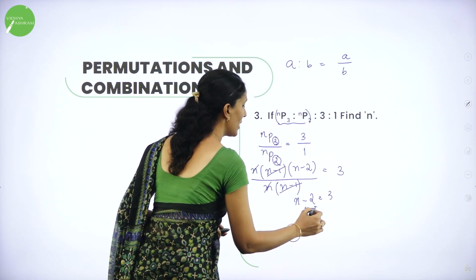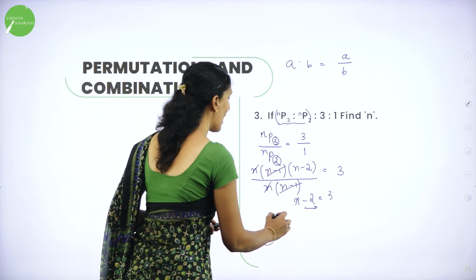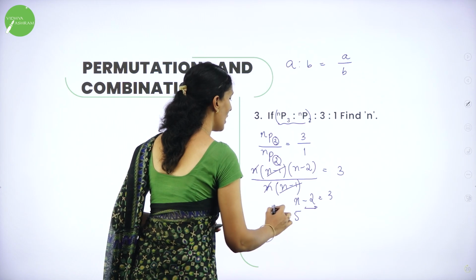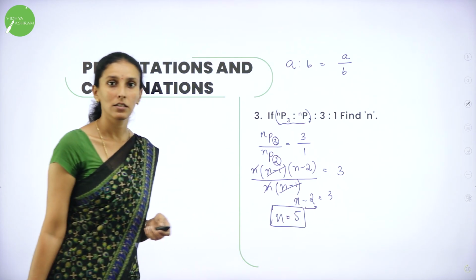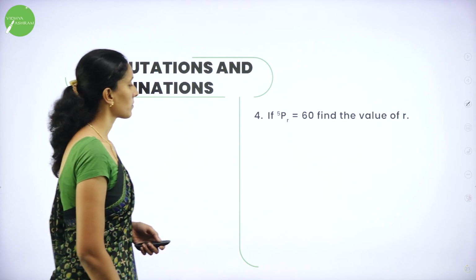So when you shift minus 2 to that side, it will become plus 2. So therefore, what is the value of n? The value of n is 5. So n is equal to 5. That is, 3 plus 2 is 5. Very simple problem. So next one.